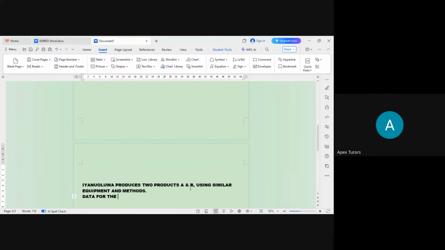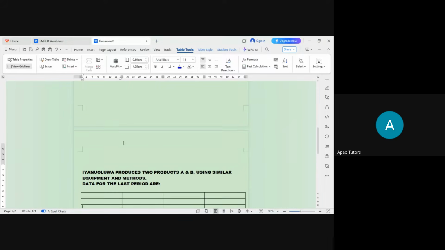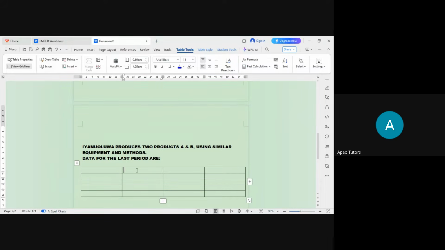Data for the last period are: we have product A, we have B, we have production in units. Please always check questions, anything in brackets.